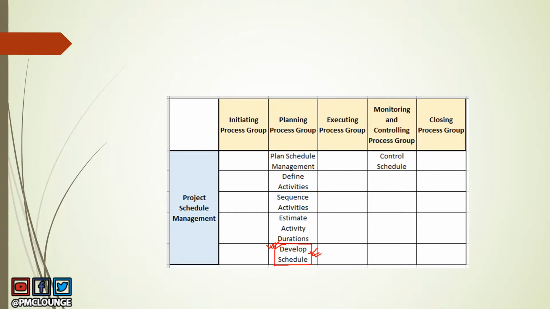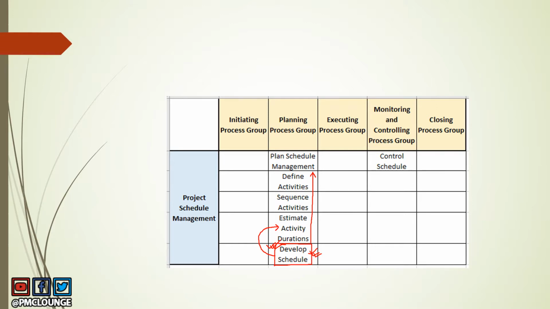The reason for that is pretty simple. The develop schedule process has inputs from the outputs of its previous process. These are the previous processes. All of these we have already discussed. Second link in the description is going to take you to the playlist of the project schedule management knowledge area, all the videos on schedule management knowledge area, all the topics. So the process just before develop schedule is estimate activity durations. The output of this process is the duration for the activities.